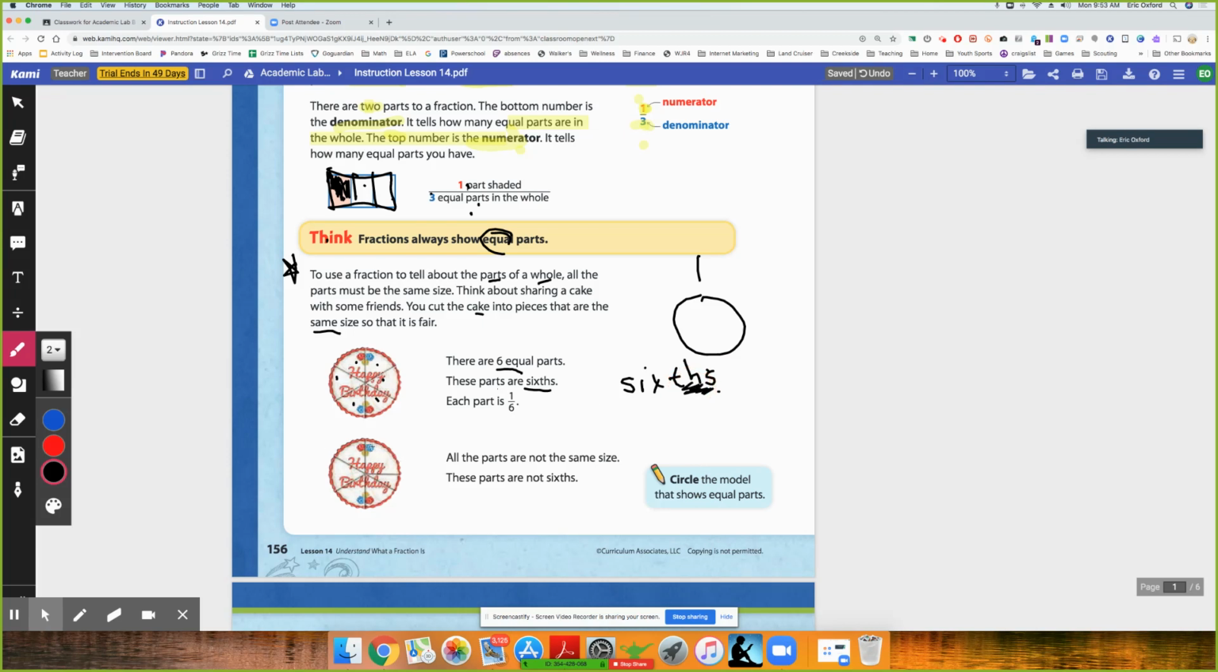Okay, so look at this birthday cake. We've got one piece right here that's a big piece. So we don't have equal parts. They are not the same size. So these parts are not sixths. Now in your book or at home, it says circle the model that shows equal parts. Well, let's circle this one because that one represents equal parts.